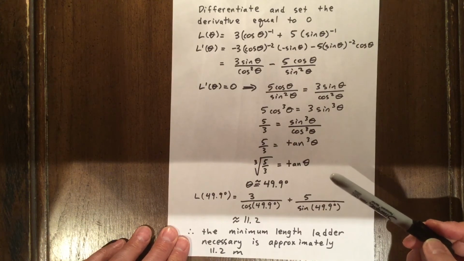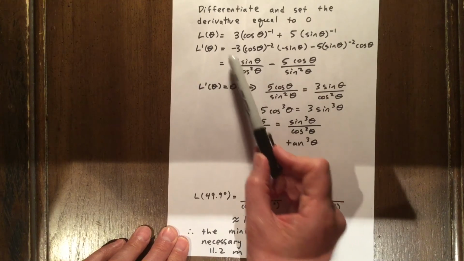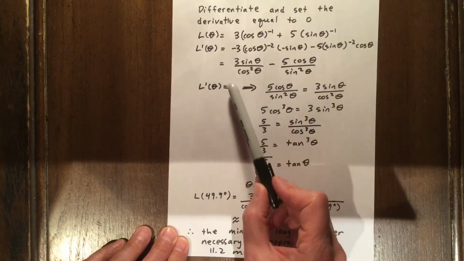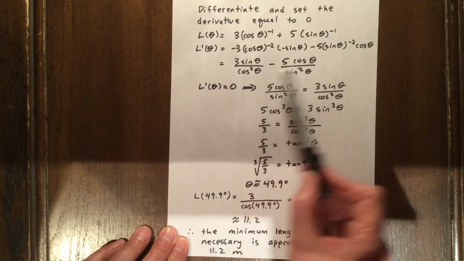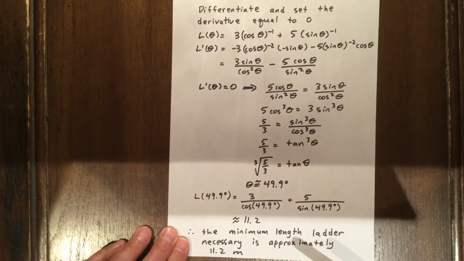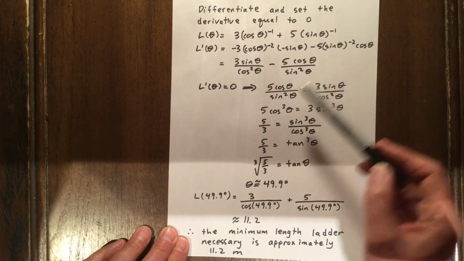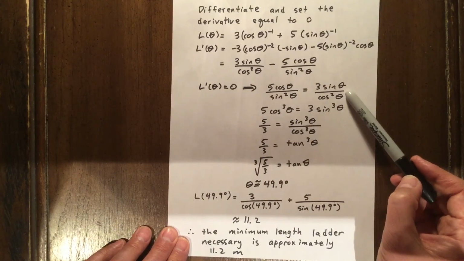So we see that L prime of theta is actually equal to, since this negative 3 and this negative sine theta multiply, it becomes positive, 3 sine theta over cos squared theta, and then this becomes negative 5 cos theta over sine squared theta. We're setting that derivative equal to 0, which means we can say 5 cos theta over sine squared theta equals 3 sine theta over cos squared theta.